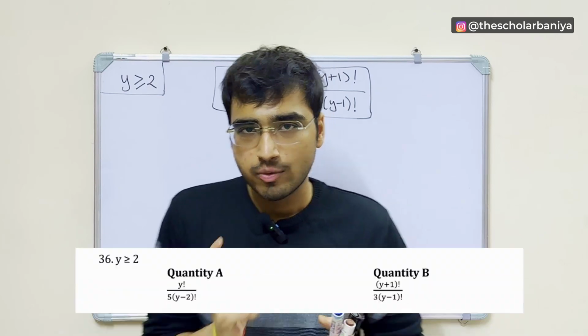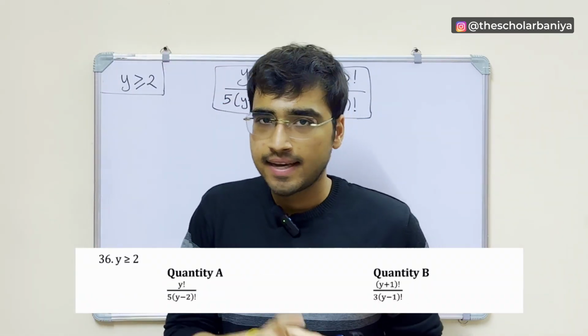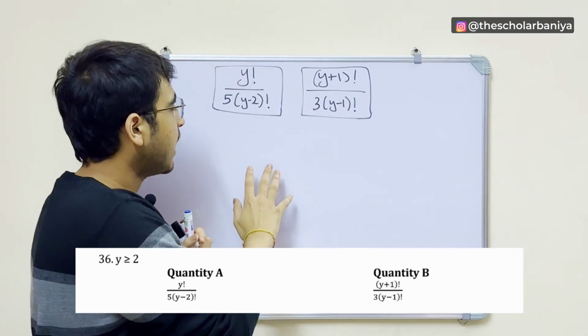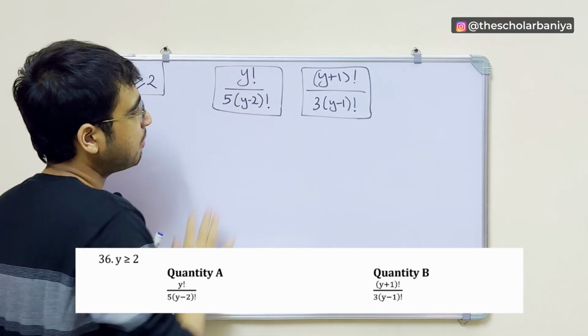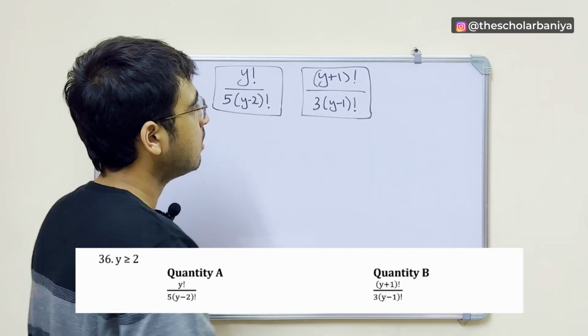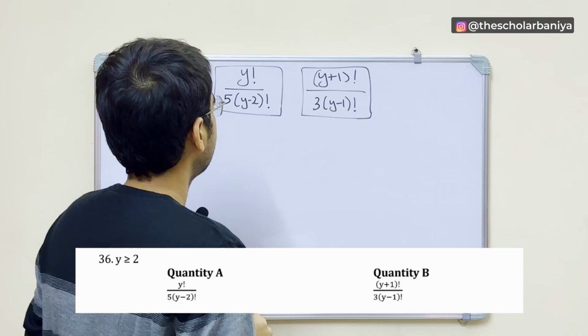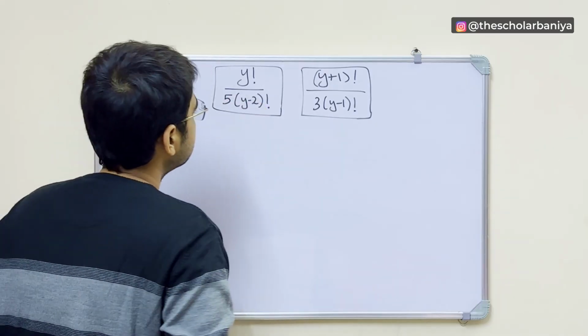So let's move on to the next question, guys. In this question, we are given that y is greater than or equal to 2, and we have to compare y factorial upon 5 into y minus 2 factorial, and y plus 1 factorial upon 3 into y minus 1 factorial, right? So let's start solving this.